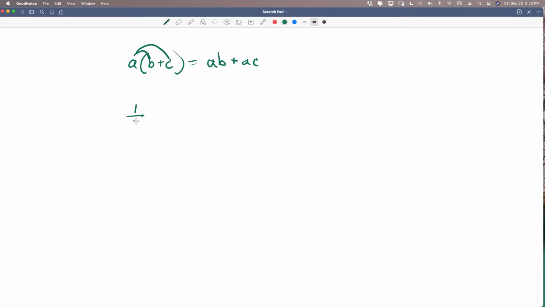Then we started doing distribution on fractions. So 1/3 times, let's say, 2/4 plus 3/5. We were able to say, okay, 1 times 2, that's going to be 2, and 3 times 4 is 12, plus 1 times 3 is 3, and 3 times 5 is 15. And then we were able to find a common denominator and add those two fractions together.